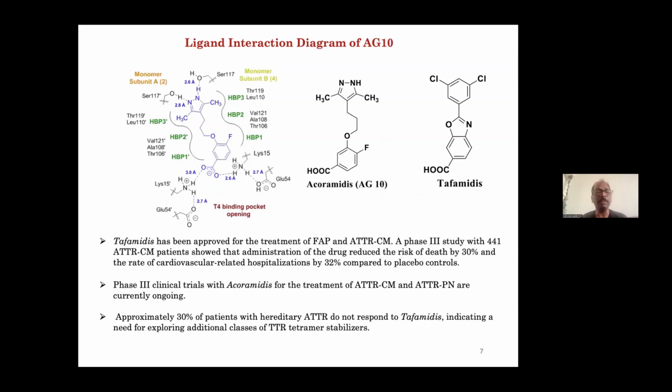In the market, tafamidis has been the approved drug for the treatment of this TTR. Some of the phase 3 clinical studies show that only 30% of the patients react to acoramidis. Phase 3 clinical trials of acoramidis are still going on. Approximately 30% of the patients do not respond to tafamidis, indicating there is a need for exploring additional classes of TTR kinetic stabilizers.